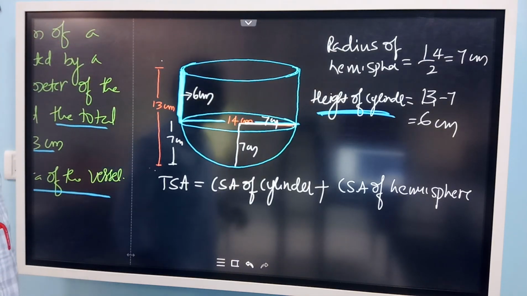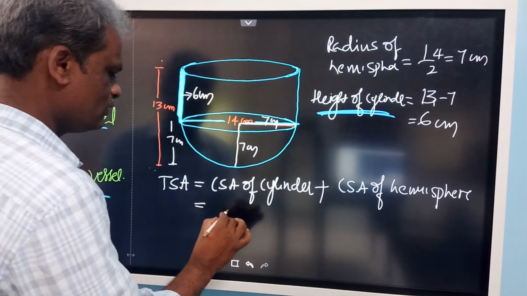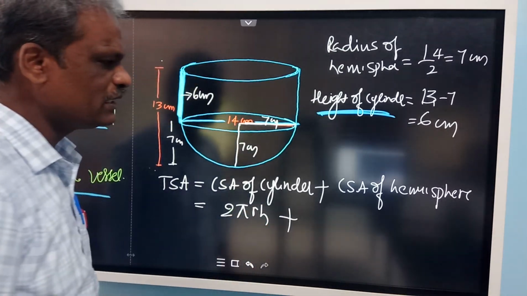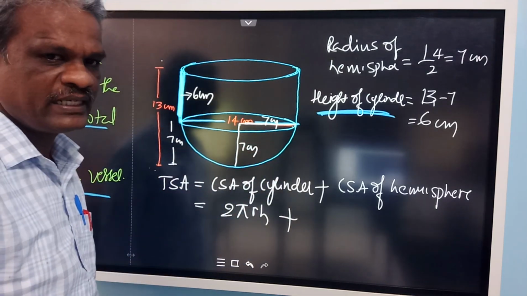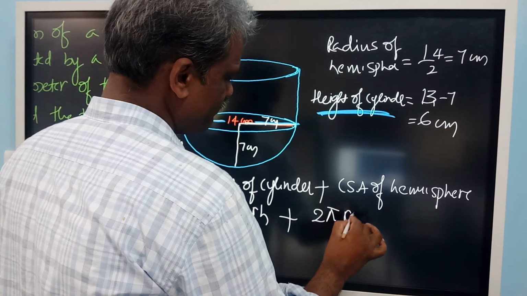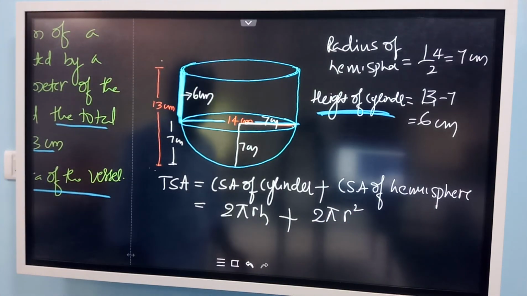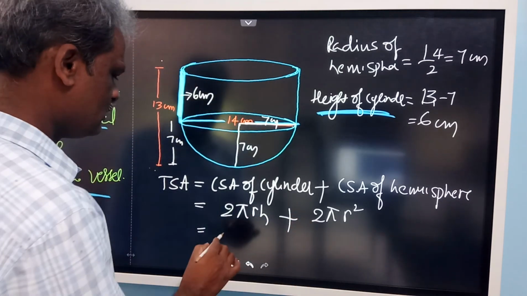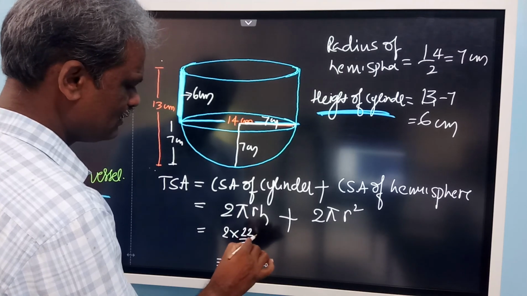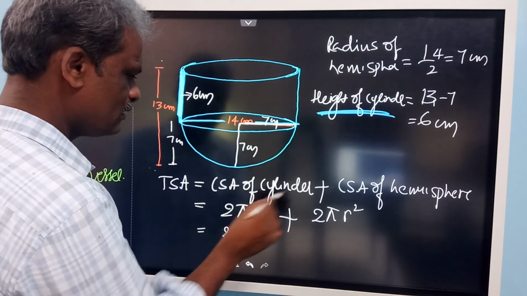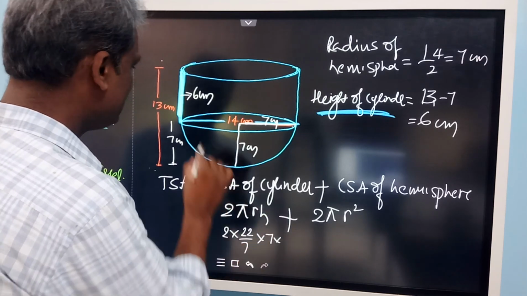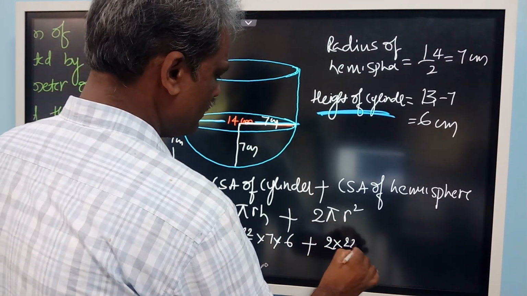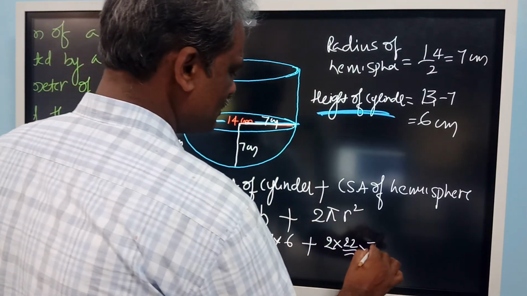So now use the formula. Curved surface area of the cylinder we have 2 pi r h. Curved surface area of hemisphere you have 2 pi r square. Now you substitute the values here. Wherever the value of pi is not given, use 22 by 7 only. 2 into 22 by 7 into radius, here for cylinder it is 7 centimeter, height here 6 centimeter, plus 2 into 22 by 7, radius here again 7 square.